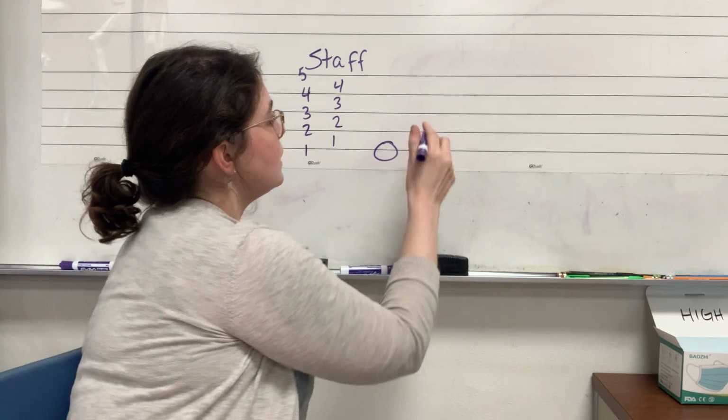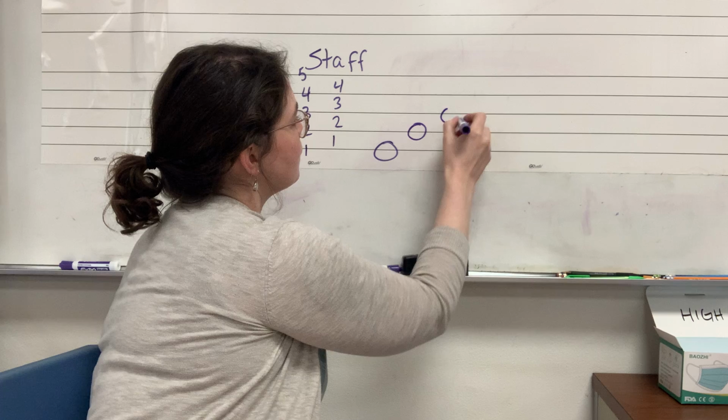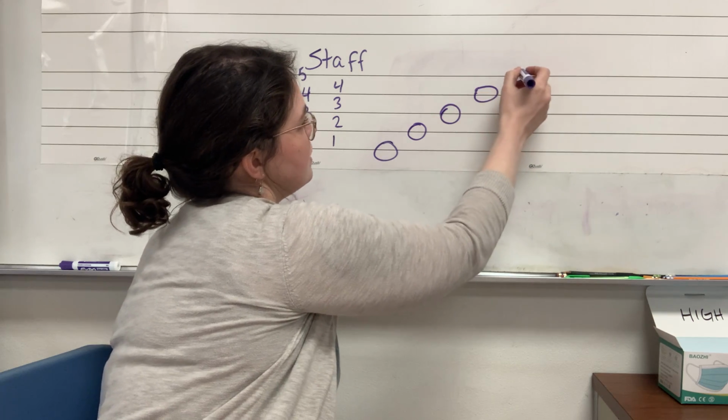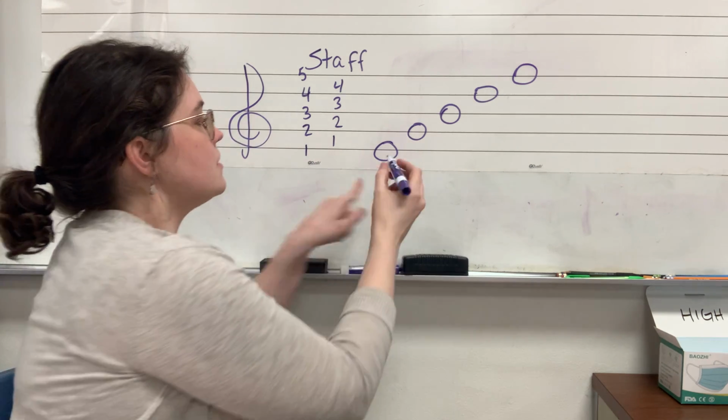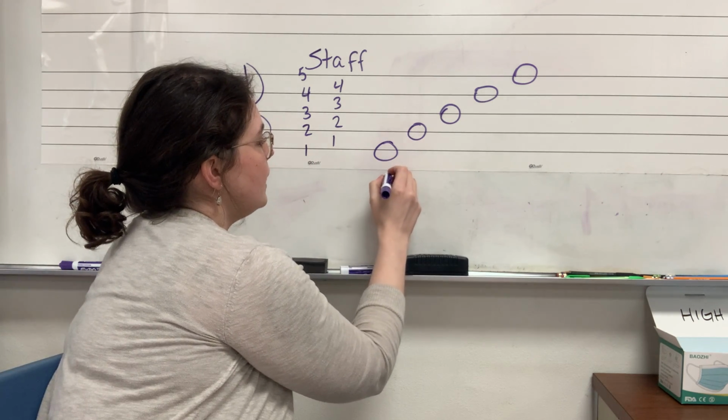So I'm going to draw only the line notes, skipping the space notes in between. These notes are called E.